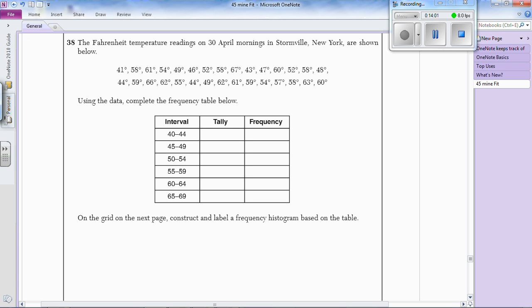All right, so let's do 41, 41, 58, 58, 61, 61, 54, 54, 49, 40, 46, 46, 52, 52.